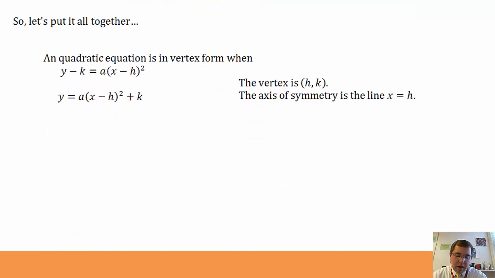Let's put it all together. A quadratic equation is in vertex form when y minus k equals a times x minus h quantity squared, or we can add the k to the other side and have y equals a times x minus h quantity squared plus k. Anything like that is in vertex form because we can pick out the vertex. The vertex is always h comma k. We have to be careful with the sign now. And the axis of symmetry is the line x equals h, the vertical line that goes through the vertex.